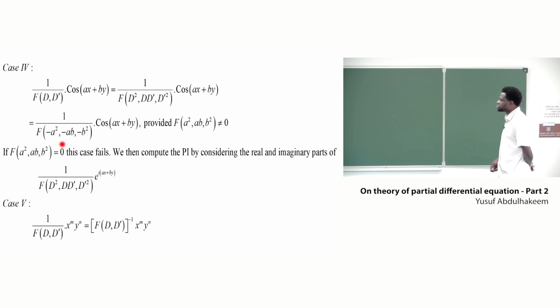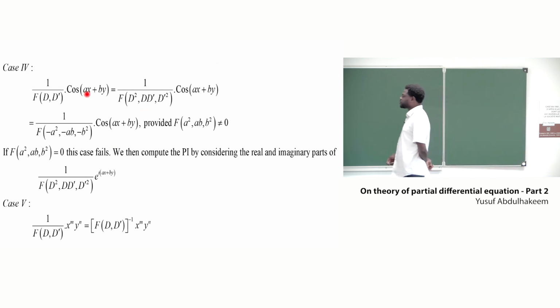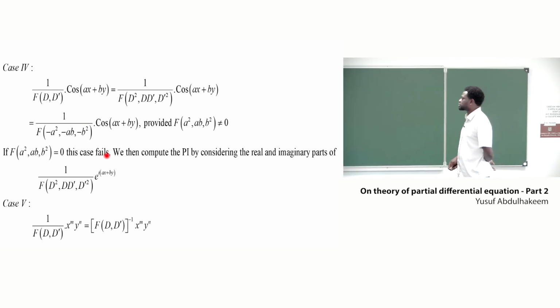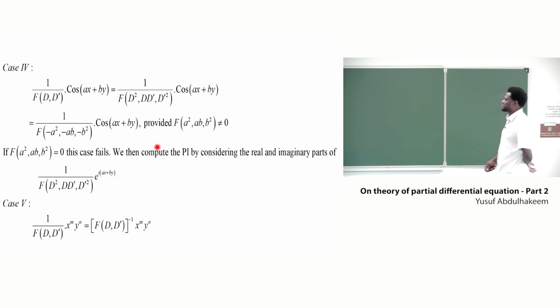Because once it is equal to 0, that is on introducing the a and b, once it is equal to 0, this will be undefined. But what happens if this is equal to 0? Then in this case, of course, it will fail. That means we'll have to look for another thing to use. Then we compute the particular integral by considering the real and the imaginary part, which means in that case, if this is equal to 0, then we'll have to split it into 2 by introducing a complex function.